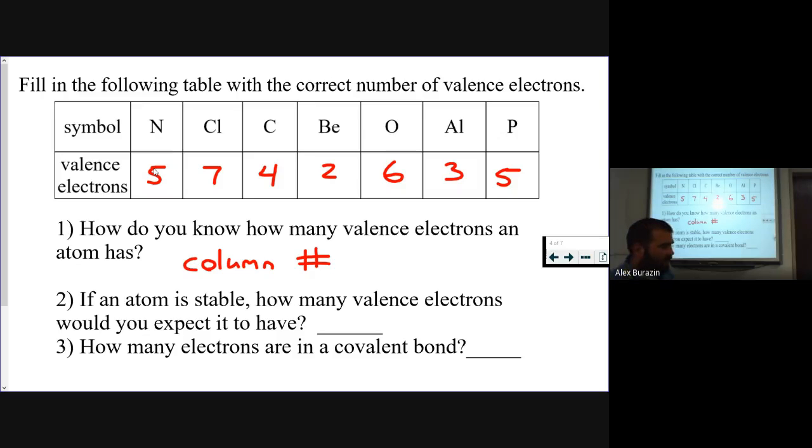It just depends. If you're looking at last year's periodic table, we have Roman numerals above the columns, and they would match 1, 2, 3, 4, 5, 6, 7, 8. If you're still using last year's periodic table, which I do generally recommend. It's a pretty good periodic table.